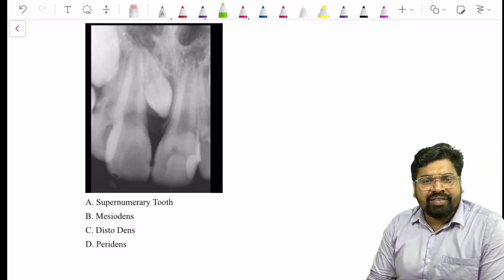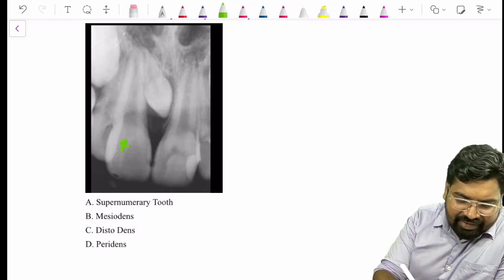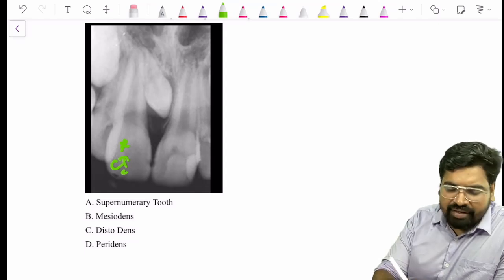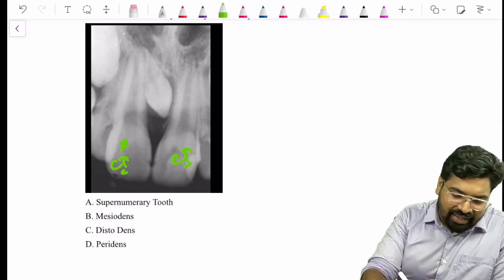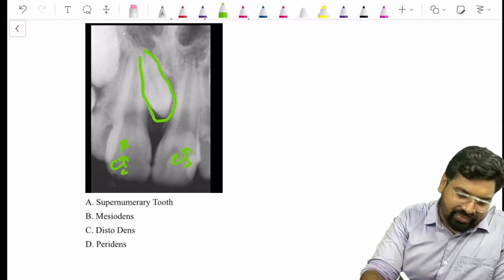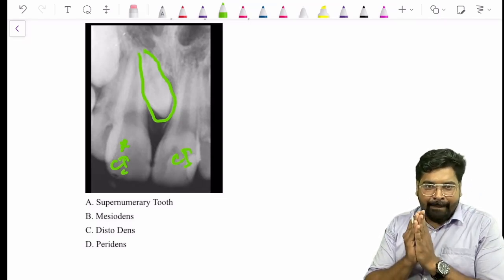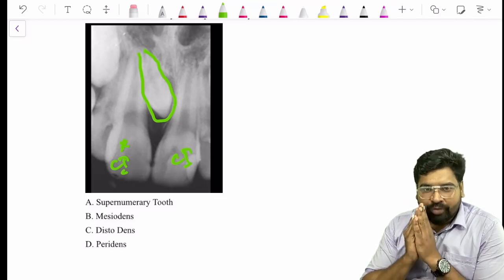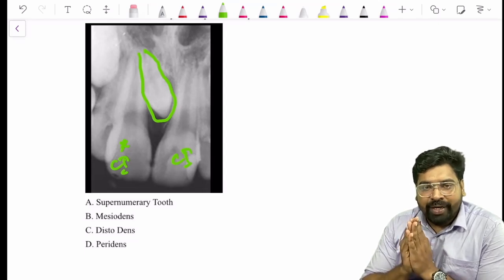You should appreciate the central incisor here. There is one central incisor here, and the other central incisor here. In between the two central incisors, we are seeing a tooth-like structure, seen between the roots of the central incisors. So that is a supernumerary tooth. Option A can be the answer. It is a supernumerary tooth.